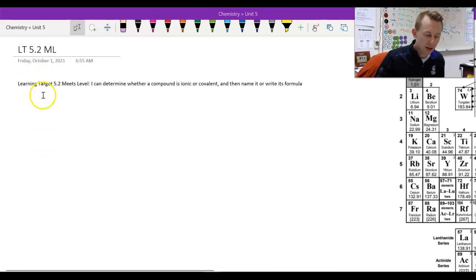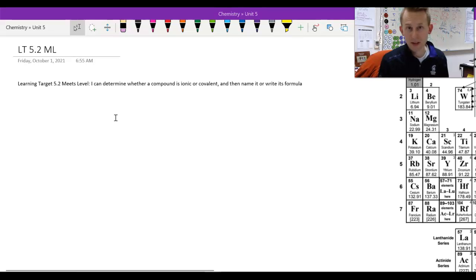So for this learning target, this is the last stop for naming and writing formulas. If you read the learning target here, it says I can determine whether a compound is ionic or covalent and then name it or write its formula. This is where things can get a little tricky, but I'm here to help you along your way.